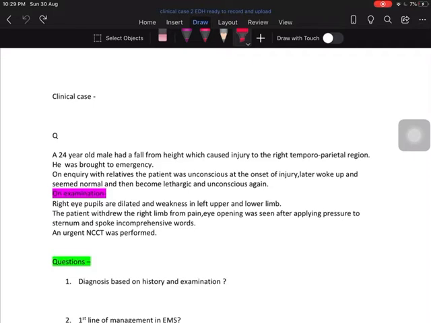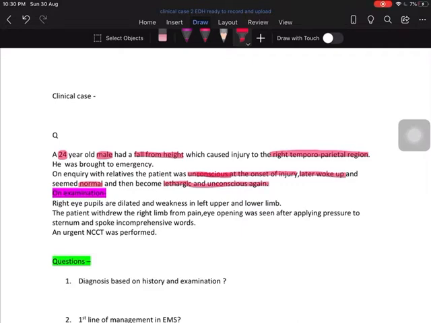The history goes as there is a 24-year-old male, a young patient, who has a history of fall from height, which has caused injury to the right temporoparietal region, and he was brought to the emergency. On inquiry, the relatives say that the patient was unconscious at the onset of the injury. Later, he woke up and then seemed normal and then became lethargic and unconscious.